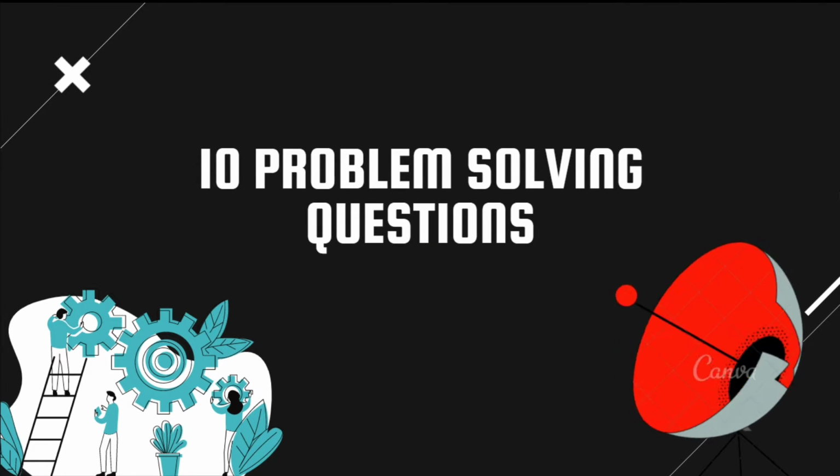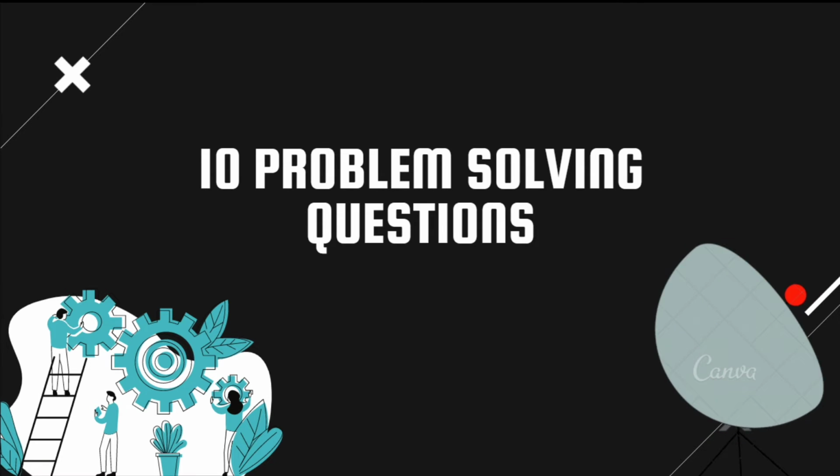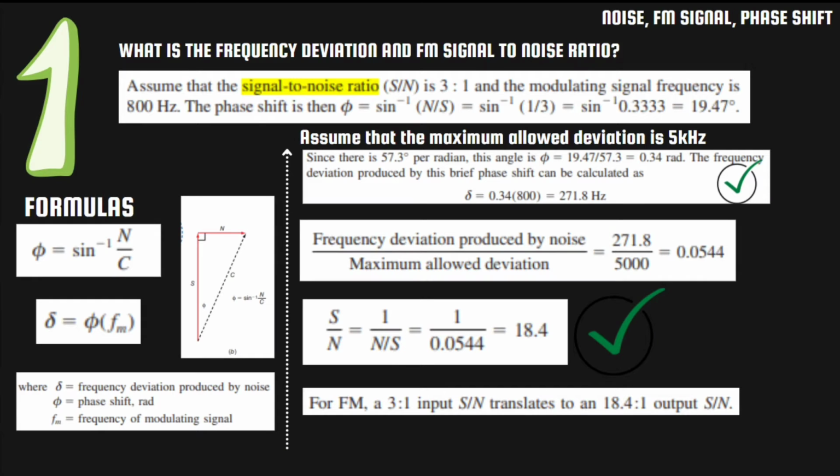In the second part of the presentation, I will discuss 10 problem-solving questions regarding noise problems using the discussed noise equations. So in the first problem, it is about noise, FM signal, and phase shift. So the question is, what is the frequency deviation and FM signal to noise ratio?